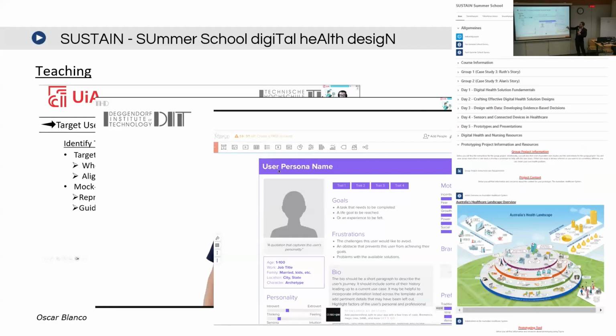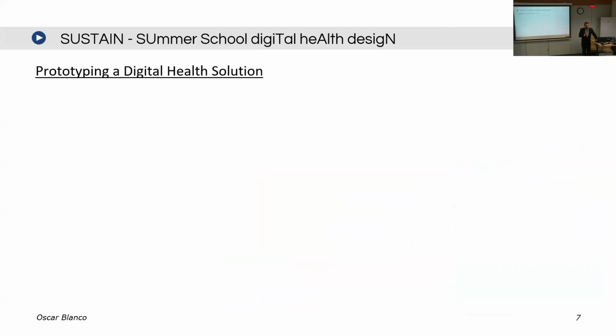And so we used the Moodle platform, which is what iLearn is hosted on, where each day had its own dedicated content. There were supplementary materials, and we offered exercises and feedback sessions for all of the summer school participants.